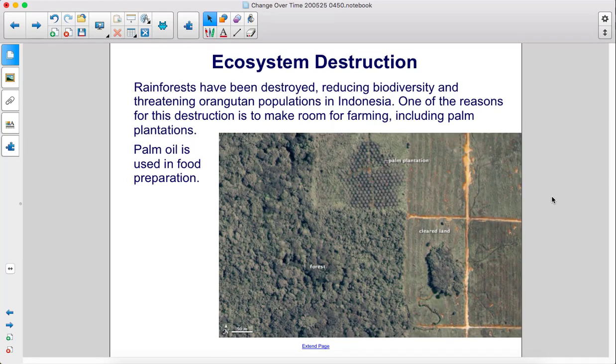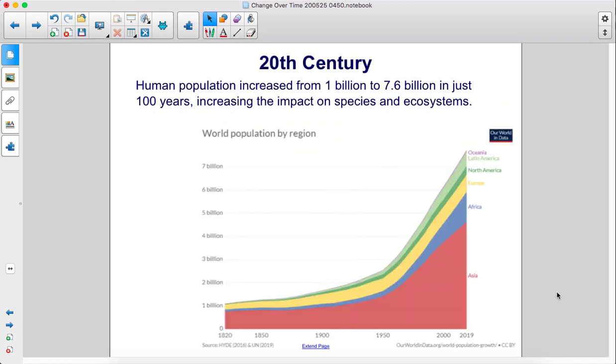Rainforests have been destroyed, reducing biodiversity and threatening orangutan populations in Indonesia. One of the reasons for this destruction is to make room for farming, including palm plantations. Palm oil is used in food preparation. Human population increased from 1 billion to 7.6 billion in just 100 years, increasing the impact on species and ecosystems.